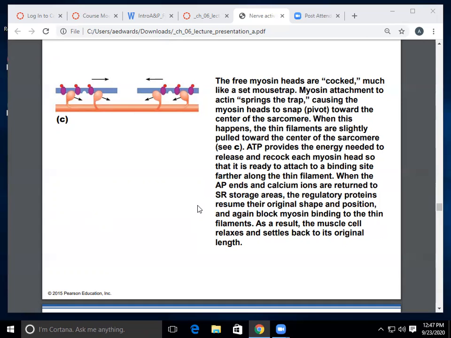Okay, so it's like if I'm holding something up here and I am attached, if I move toward the center, what I'm holding will also move toward the center. Okay. So how does this work? Well, ATP gives you energy in order to do this. And every time you recock the myosin head, you need ATP.